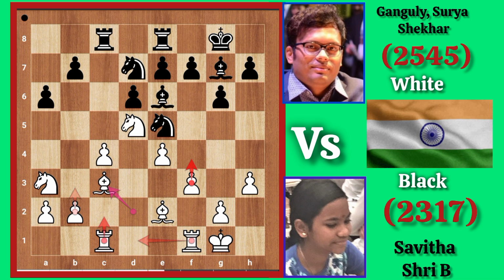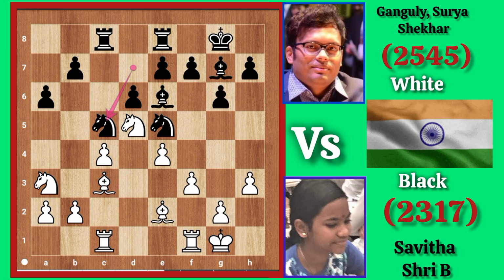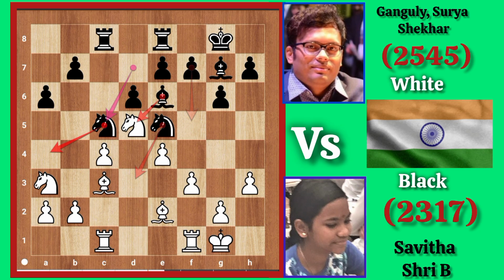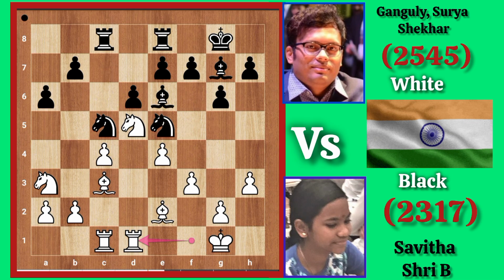18. Knight c5. Black's knights are incredibly active now, dancing around the center and looking for weak outposts in White's territory. 19. Rook fd1. White finally brings the final rook to the central file, aiming to lock down the d-line.